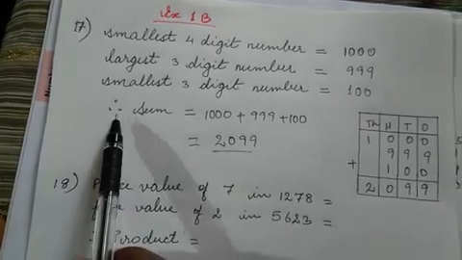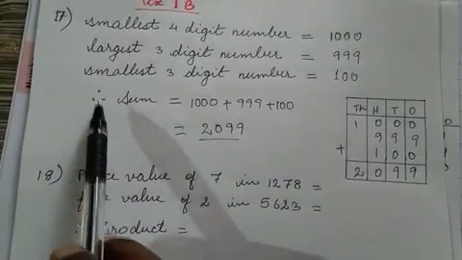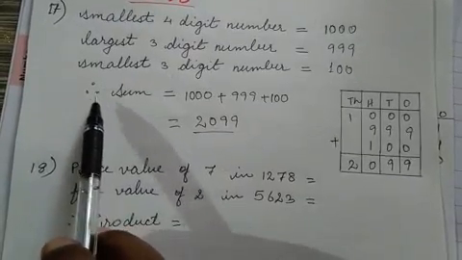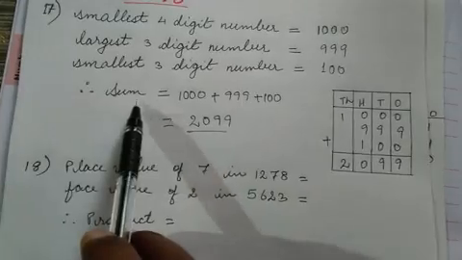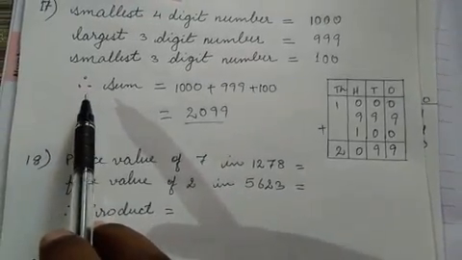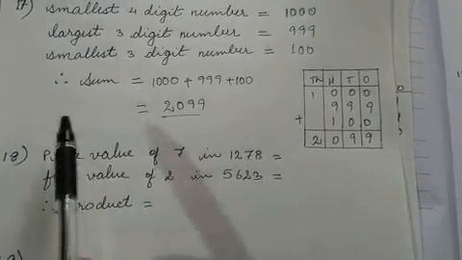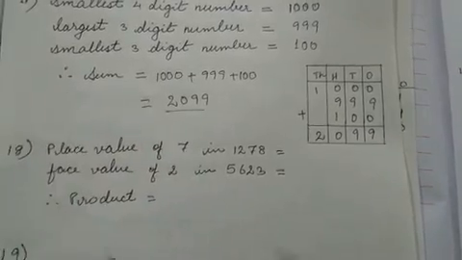This sign I have given says therefore. The sign means therefore. Therefore the sum is equal to this. We use these signs in maths.